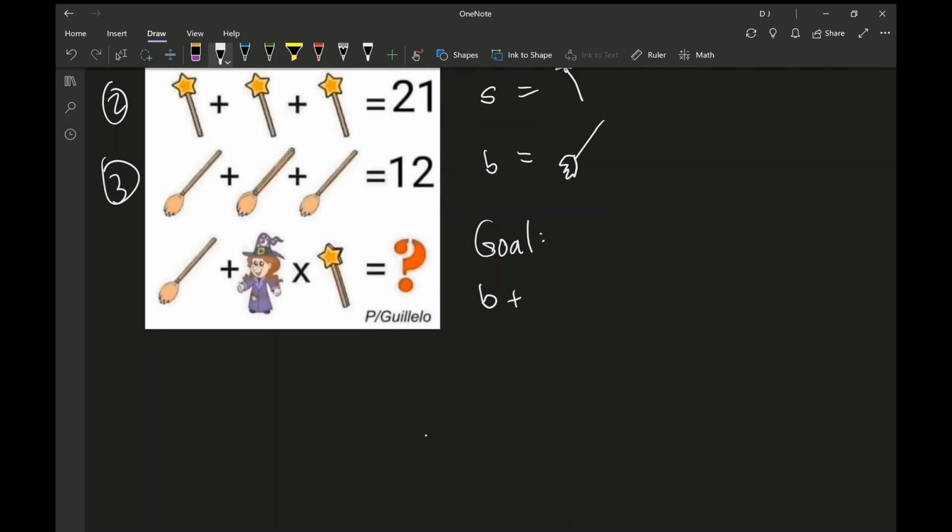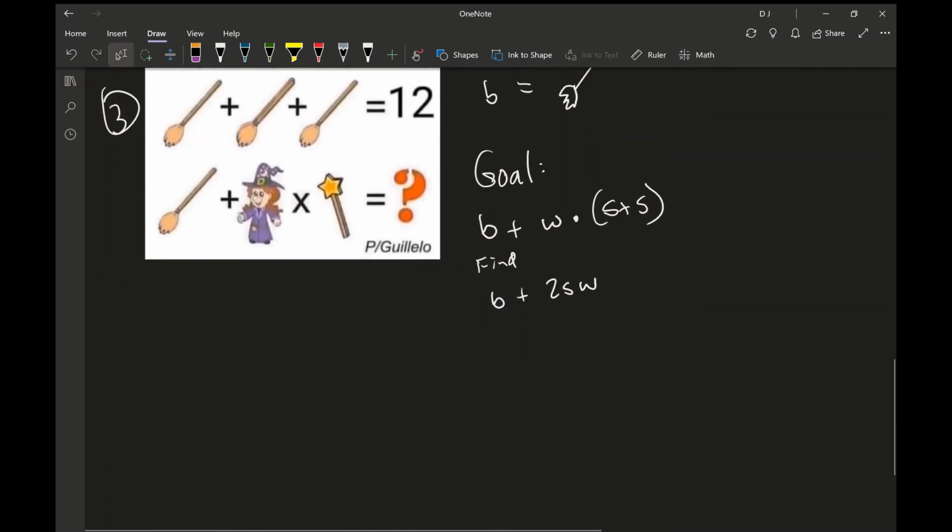And the goal is find broom plus which times star plus star, which is the same as 2 star. So we can rewrite this as the goal is to find broom plus 2 star wand. Alrighty, that's our goal.